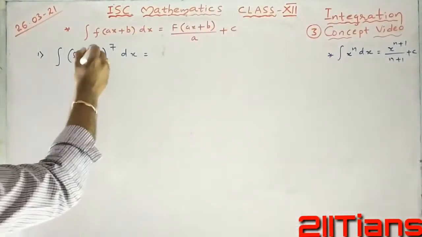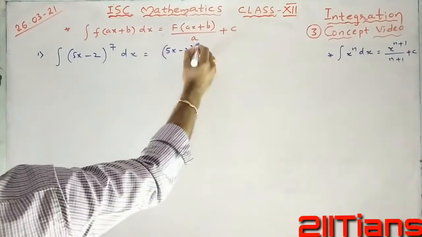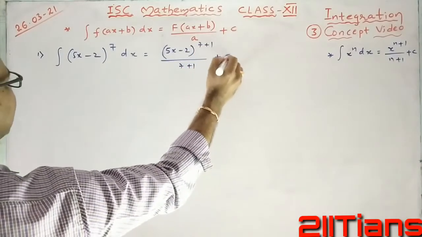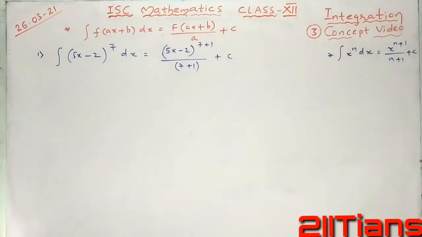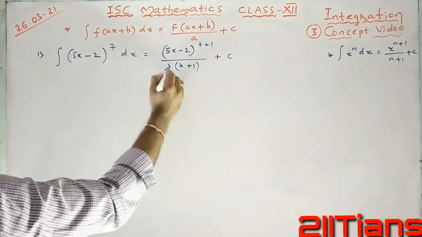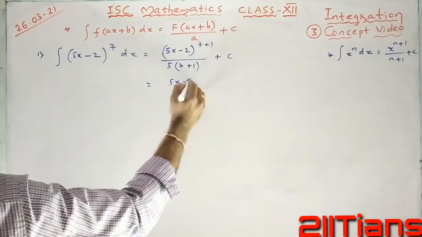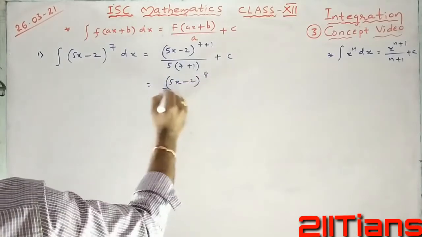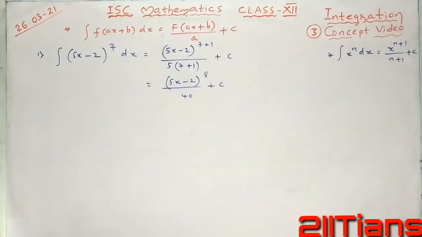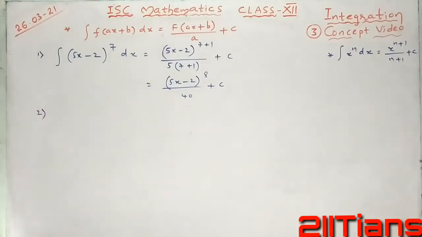So if you apply for this function, we will get 5x minus 2 whole power 7 plus 1 upon 7 plus 1 plus c. But you should never forget that x coefficient we have here 5. That should be written in the denominator. So answer would be 5x minus 2 whole power 8 upon 8 fives are 40 plus c. That is the final answer. Clear? So therefore step you can write.